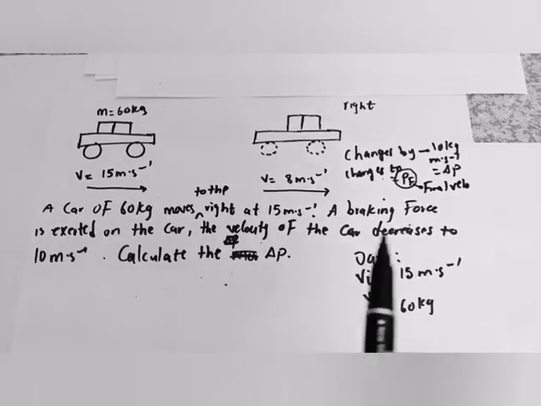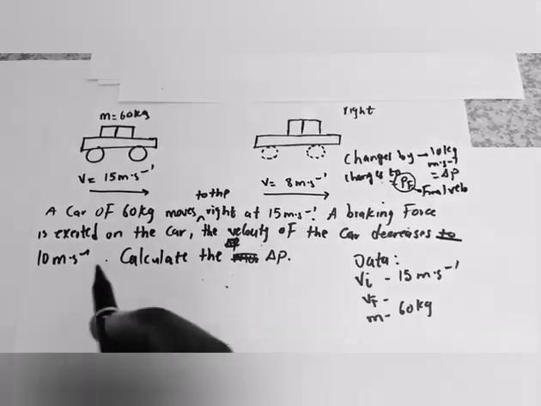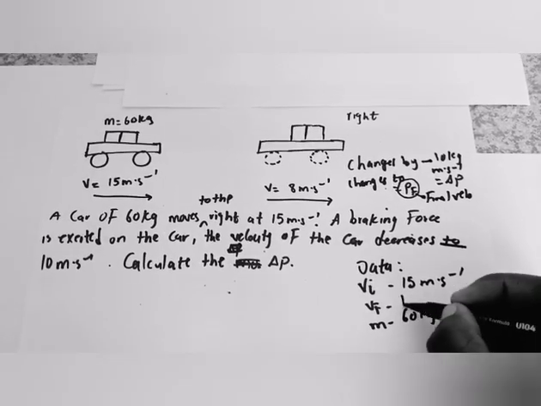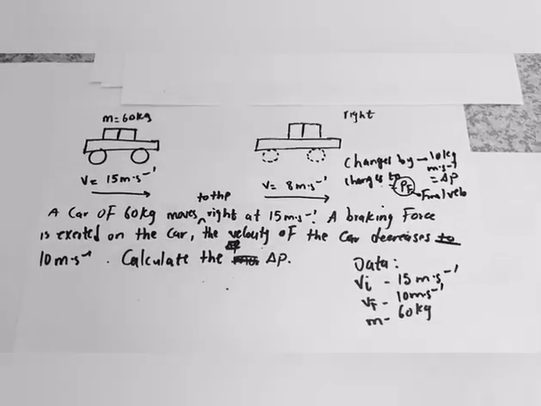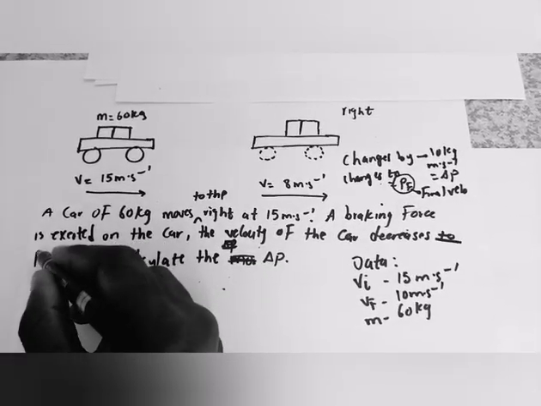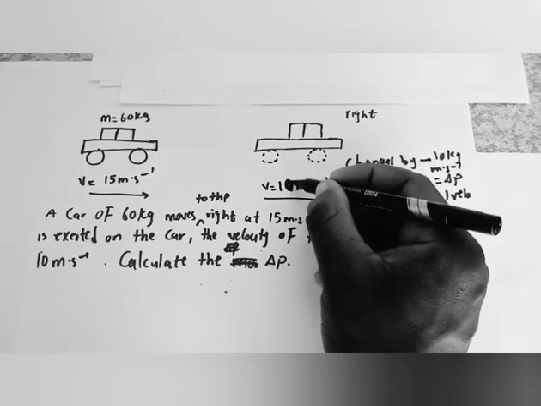So the velocity of the car decreases to 10 meters per second. In other words, that 10 is the final velocity. Then you calculate your change in P. So here it is 10, not 8.